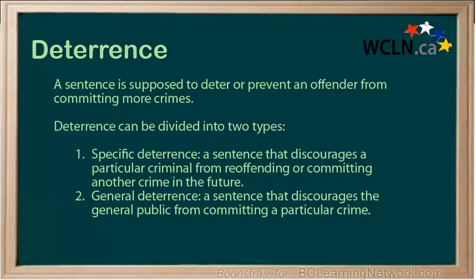A sentence is supposed to deter or prevent an offender from committing more crimes. Deterrence can be divided into two types. Specific deterrence: a sentence that discourages a particular criminal from reoffending or committing another crime in the future. General deterrence: a sentence that discourages the general public from committing a particular crime.